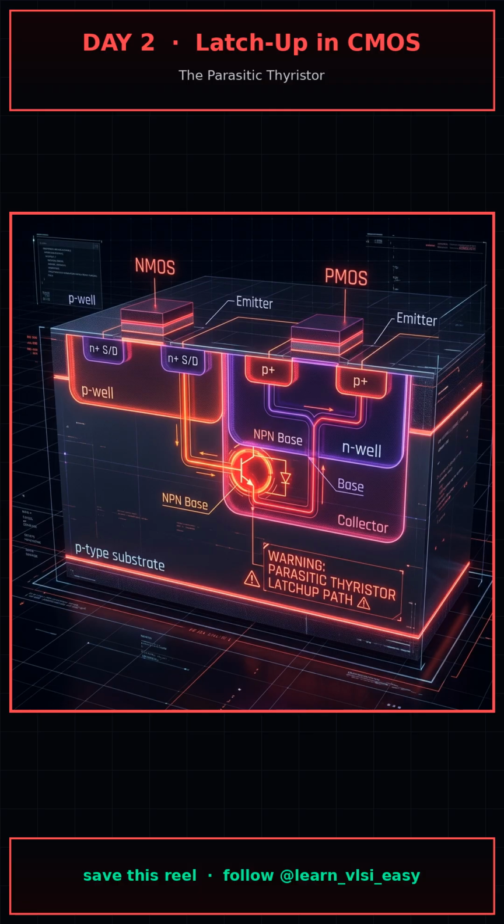Under normal conditions, these parasitic devices are completely off. But a sudden voltage spike, radiation strike, or electrostatic discharge can inject enough stray current to trigger the feedback loop. Once triggered, the thyristor snaps on, creating a massive, unstoppable short circuit between VDD and ground. The chip will literally melt itself in milliseconds unless the power is instantly cut. Latch-up is the nightmare scenario of every physical designer.